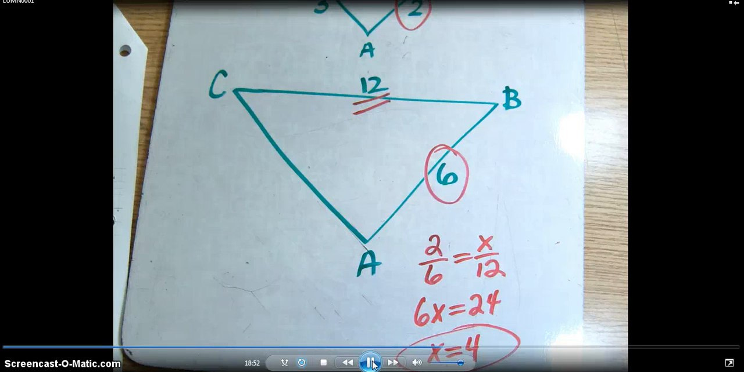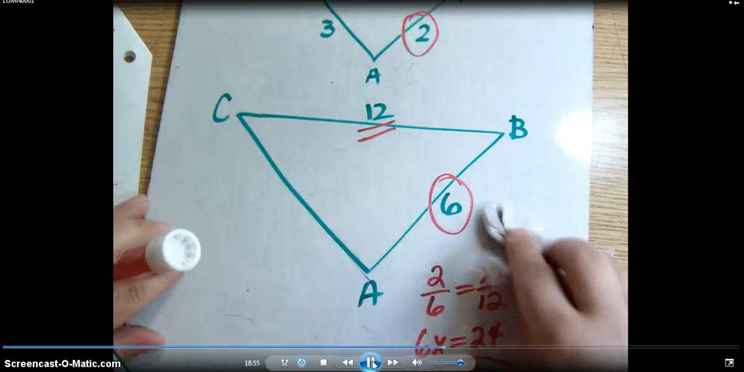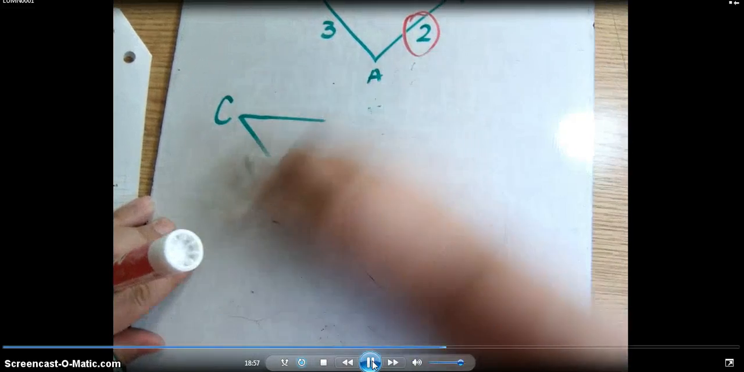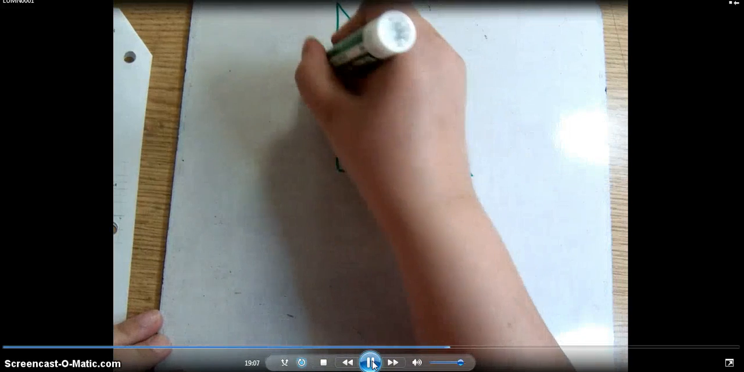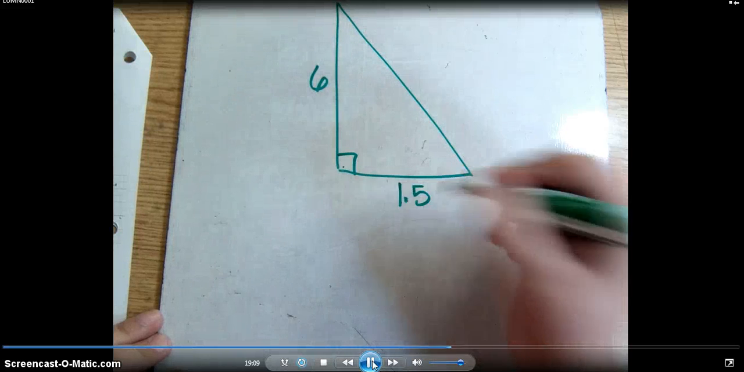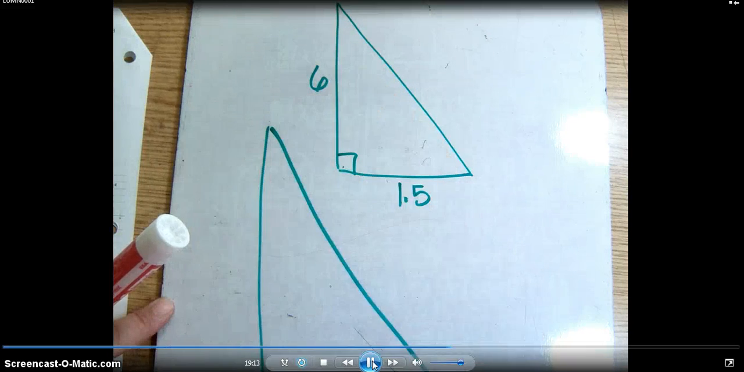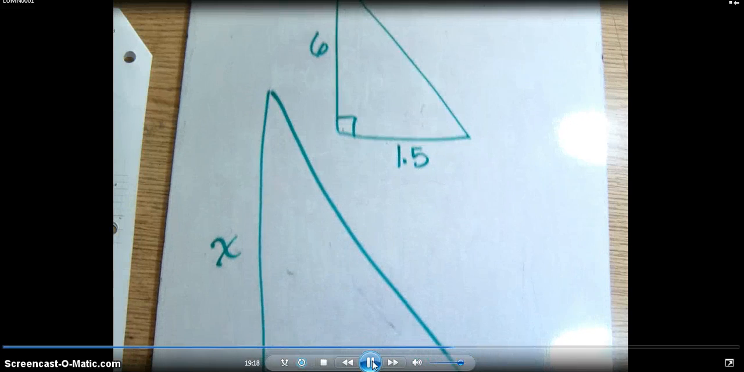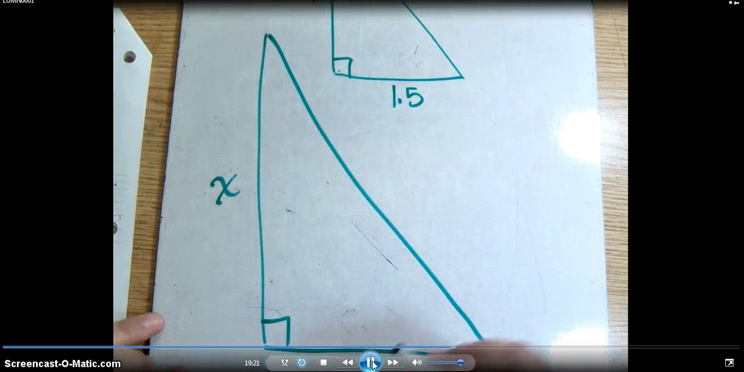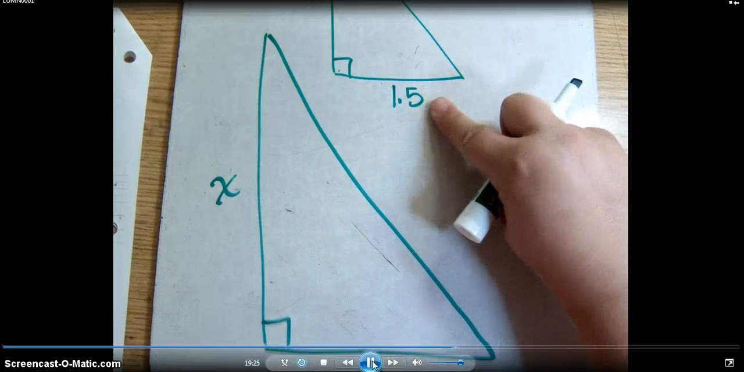Number 4. You may be able to set up a proportion for this without drawing the picture, but let's look at the picture. The picture for number 4 has a 6-foot-tall person with a shadow of 1.5 feet. They are next to a flagpole that we don't know how tall it is, but it has a shadow of 5 feet. So 5 to 1.5 equals x to 6.